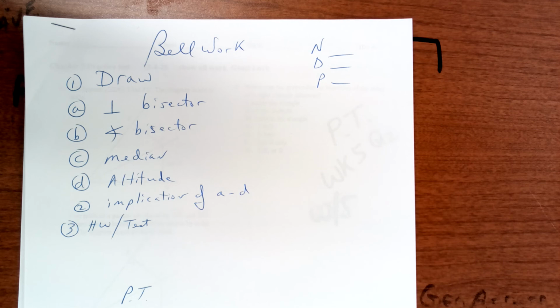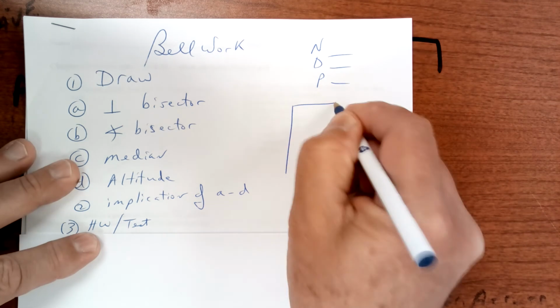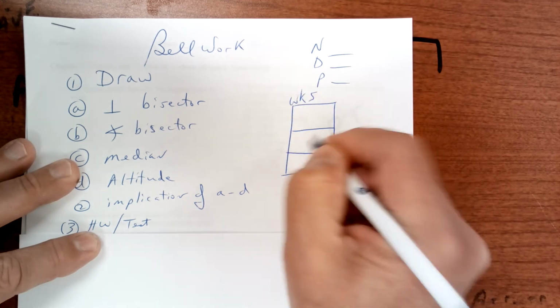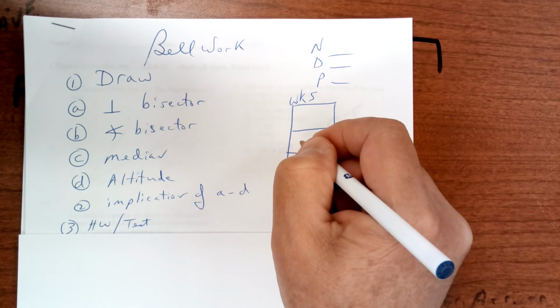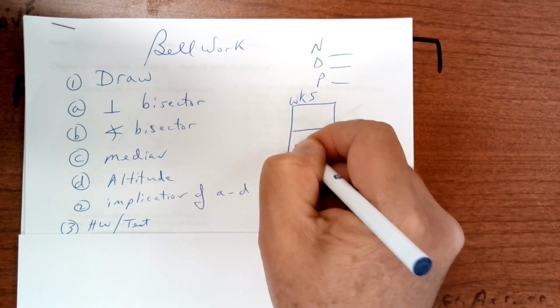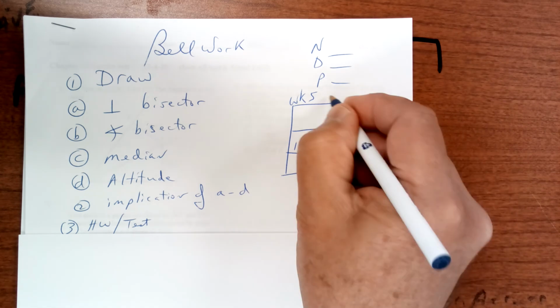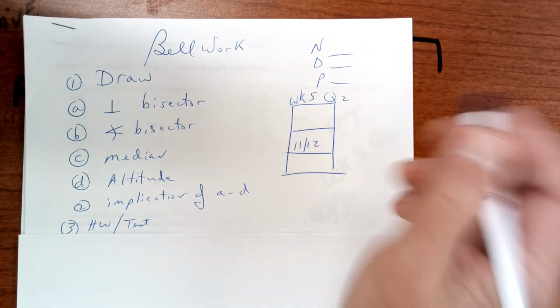Hello and good morning. Let's take a look at today's bell work. So, we're finishing up week 5. The date is right here. So this is going to be, let me think about this, 11, 12, and this is week 5, quarter 2. Make sure you mark that down. All right, let's take a look.